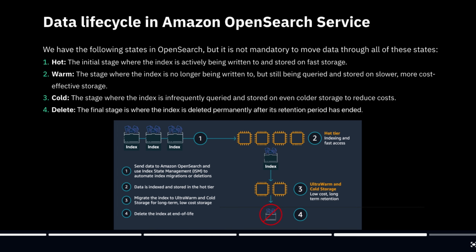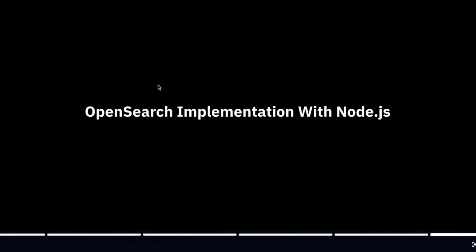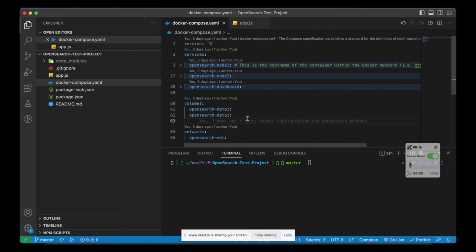So moving forward to the implementation of OpenSearch, how we can set it up using Docker, and how we can use Node.js to perform different operations on OpenSearch. So let's go through the code of OpenSearch. I have used Docker Compose to run OpenSearch. I will explain quickly how the Docker Compose configuration is set up in OpenSearch.